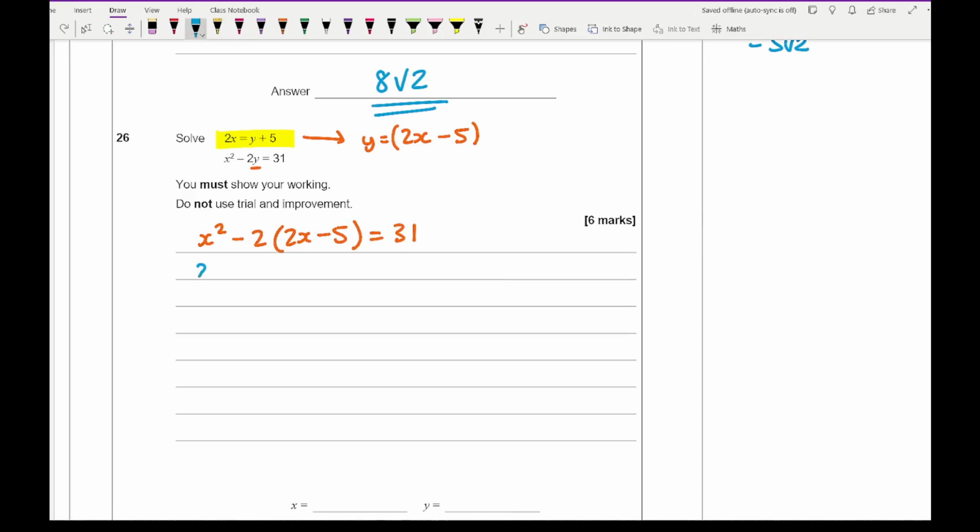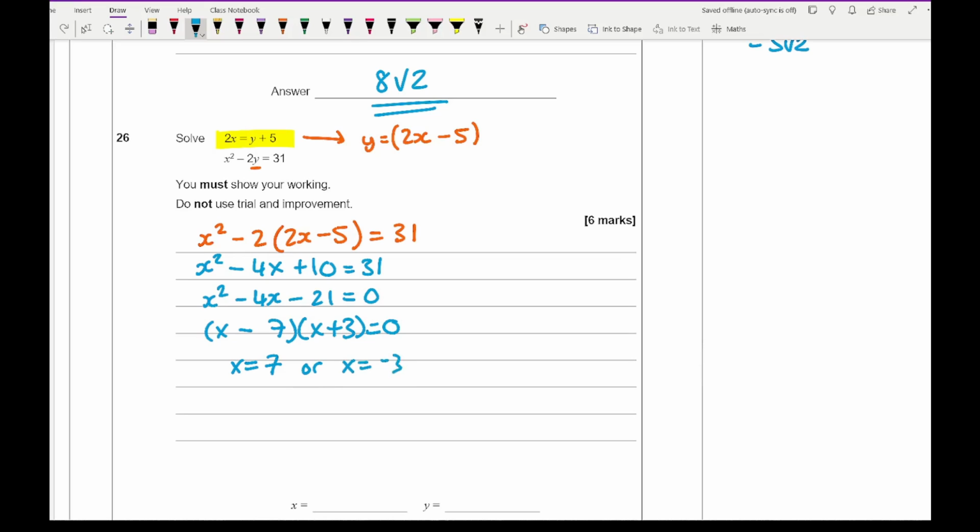So then expanding the brackets, we get x squared minus 4x plus 10 equals 31. So it looks like a quadratic, so I've got x squared minus 4x minus 21 equals 0. And then I can factorize this, so I've got x minus 7, x plus 3 equals 0. So my two x values are x equals 7 or x equals minus 3.